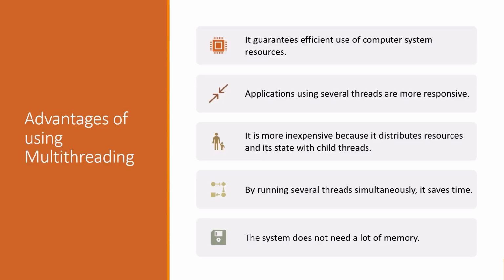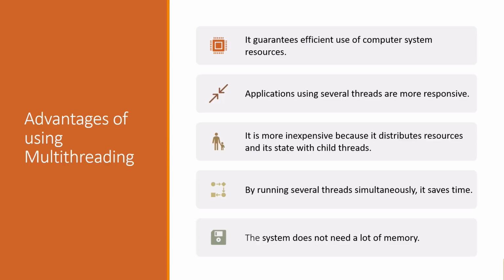Now let us discuss some of the advantages of using multi-threading. Multi-threading guarantees efficient use of computer system resources. Applications using several threads are more responsive. Multi-threading is more inexpensive because it distributes resources and it stays with the child thread. Now, due to the similarities, multiprocessor design is more efficient. Moreover, by running several threads simultaneously, it saves a lot of time. And to store several threads, the system does not need a lot of memory. As we have discussed earlier, multi-threading uses the common storage space.